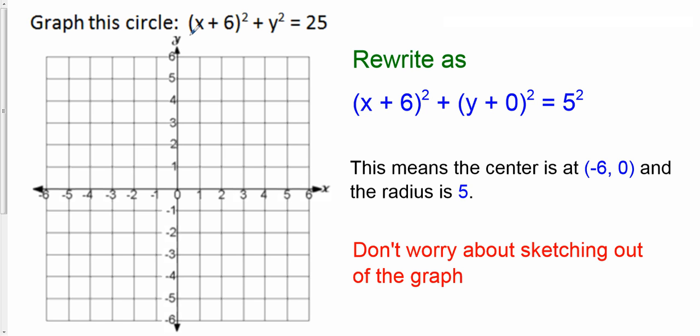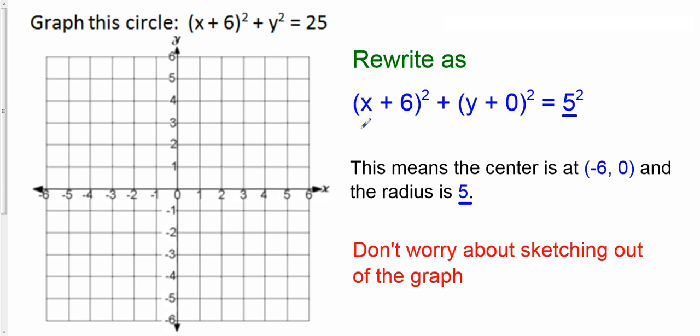This one is asking us, graph this circle as it is given to us. So we have (x + 6)² + y² = 25. Well, first let's rewrite it into more of a standard form. So we have the h and the k. So we're going to rewrite it (x + 6)² + (y + 0)² = I'm going to rewrite 25 as 5². If I rewrite 25 as 5², that 5 is going to be the radius then.